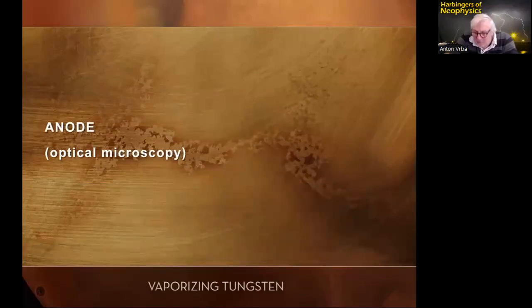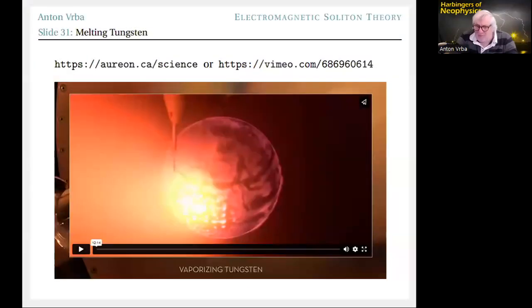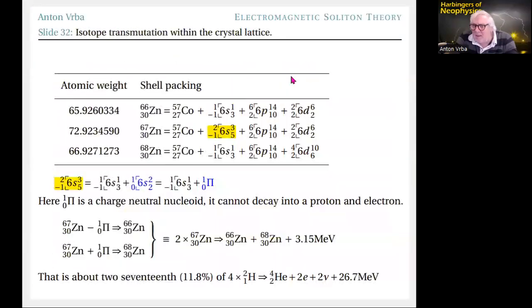Okay, let me go back to the slides. What happened there? I believe there was a nuclear transmutation that released a lot of energy in there. And this nuclear transmutation I can explain using basically zinc. I've actually done it for the tungsten as well, but I happen to have the zinc here.